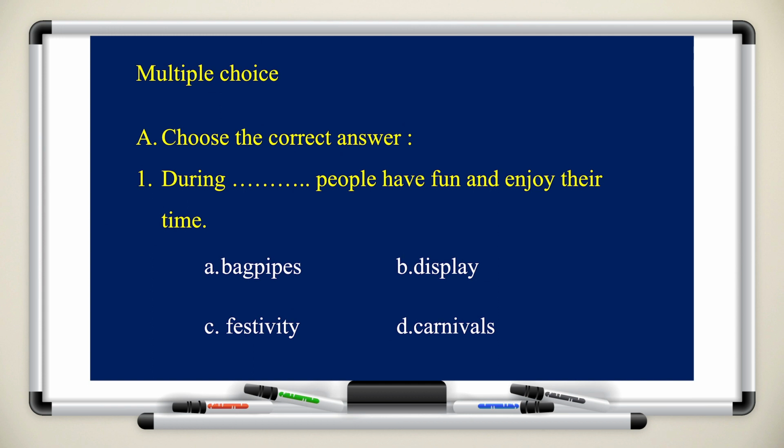Now let's practice. Choose the correct answer. And I repeat, to choose the answer correctly, you must read the sentence very carefully. Now let's read the sentence. During blank, people have fun and enjoyed their time. Let's read the answers. A. Bagpipes. B. Display. C. Festivity. D. Carnivals. And the answer is carnivals.